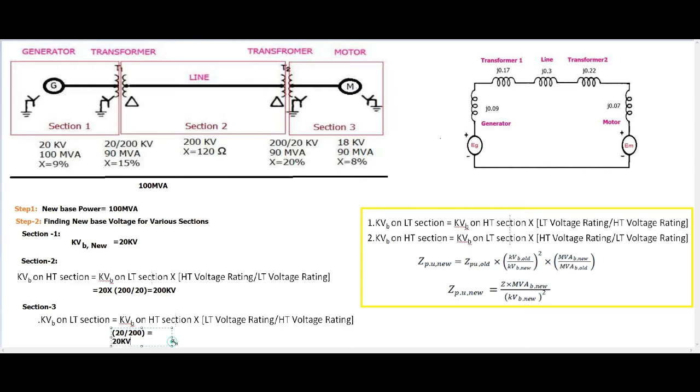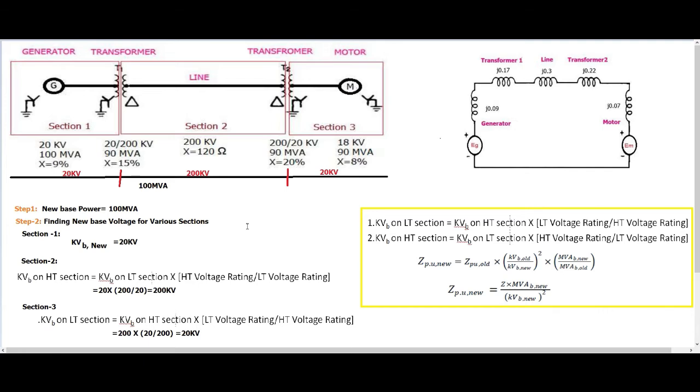Hence we have now found out the new base voltage for section 1, section 2, and section 3. Okay, now I can split this like this. This is section 1, this is section 2 and section 3, and their corresponding new base voltages. Here it is 20 kV, and for section 2, 200 kV. For section 3 it is again 20 kV. Now I have found out the new base power and new base voltage.